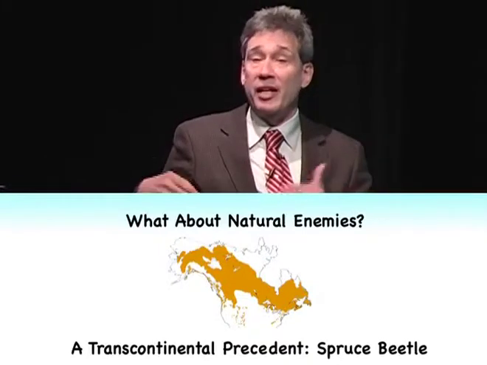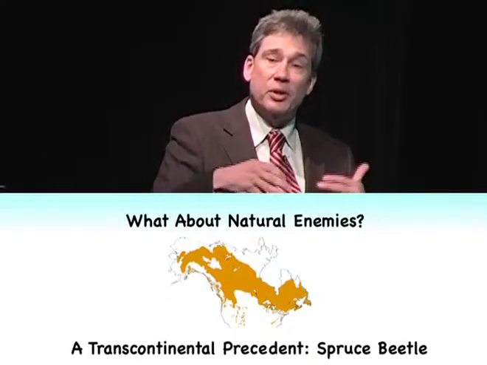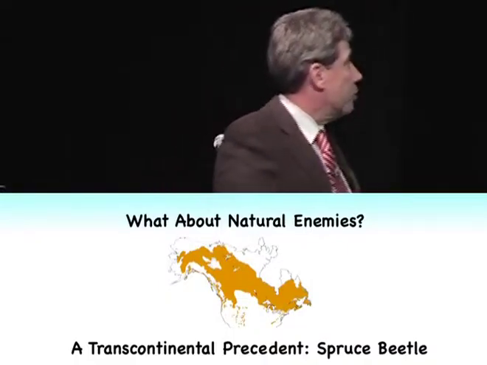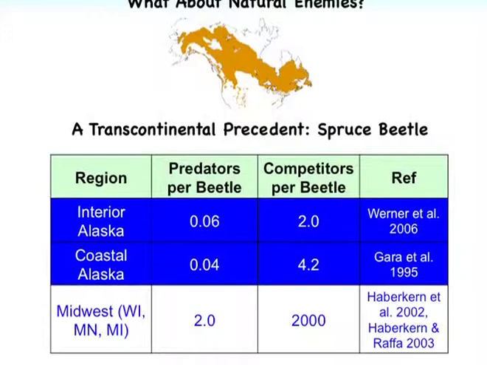And I think there may be some advantage to some collaborative studies exploring this insect so that we can do bioassays with it. I just wanted to show here three different regions, the number of predators per beetle and competitors per beetle. In some work we did with Skeeter Werner in Alaska, there's hardly any predators out there. Compare that to coastal Alaska, some work by Guerra, and compare that to what we found in Wisconsin, a much heavier predator load. If you look at competitors, it was rather low in interior Alaska, a bit higher in coastal Alaska, and what we found in Wisconsin just completely blew this insect out of its logs.